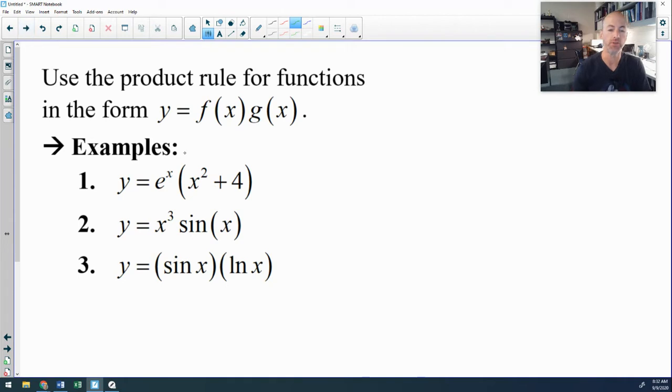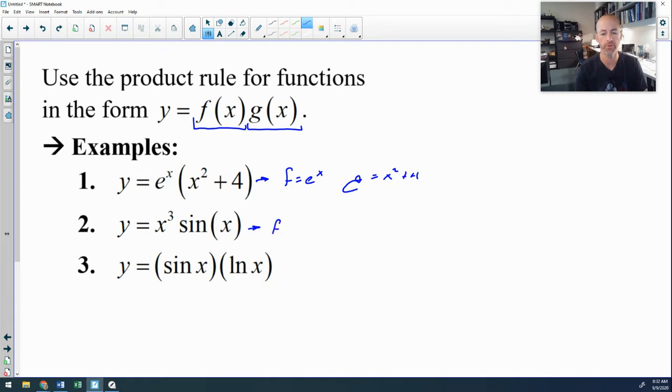You are supposed to use the product rule if you have a function that's in the form f of x times g of x. And those are two functions that could stand alone by themselves. One is not inside the other. They're written separately, and it is a product of two functions of x. And these are some examples of functions where you would use the product rule. So right here, number one, e to the x times x squared plus 4. You could consider f to be the function e to the x, and g is the function x squared plus 4, and you are multiplying the two, hence the name product rule.